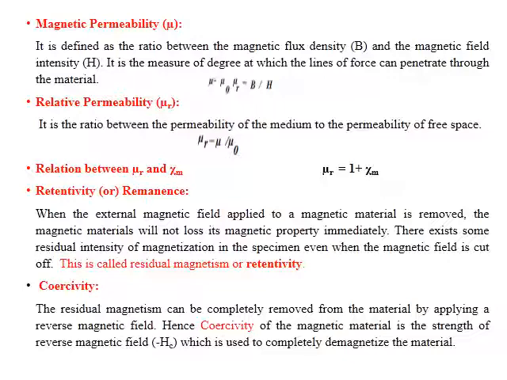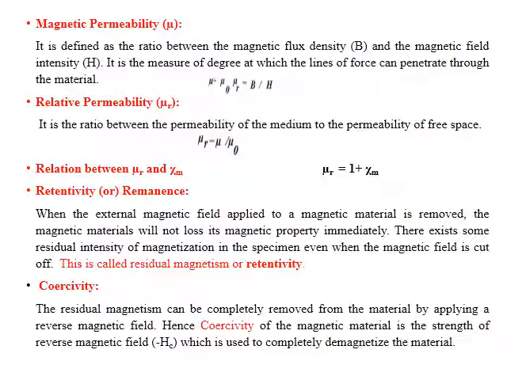Normally we focus more on a parameter called relative permeability. Relative permeability is nothing but the ratio between the permeability of the medium and the permeability of free space. This is called relative permeability, mu r. So you can see the relation between relative permeability and magnetic susceptibility as mu r is equal to 1 plus psi m.